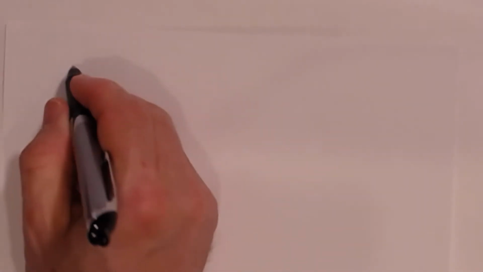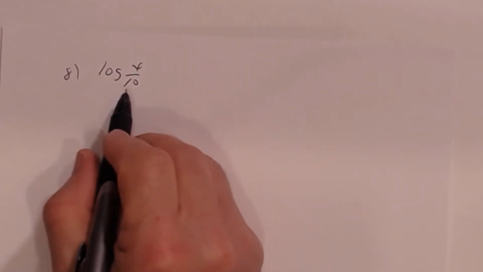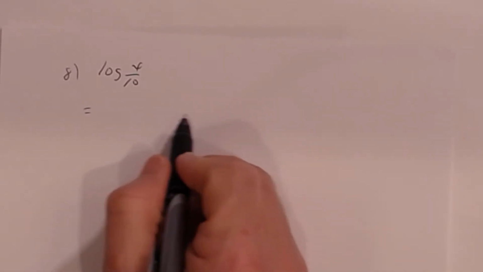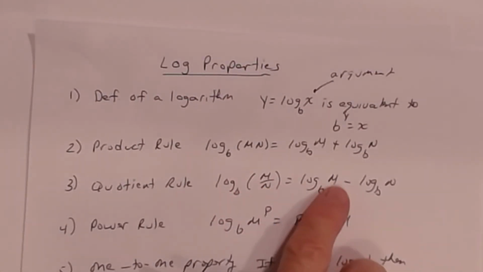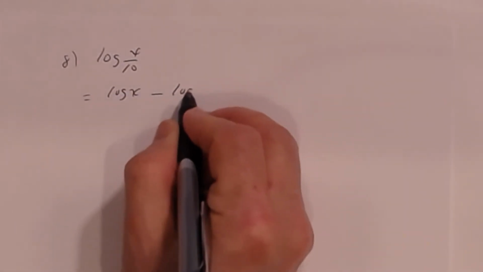Okay, that was number 7. So let's look at number 8. In number 8, we have this problem: the log of x divided by 10. Now that's an easy one, but there's something you have to remember to do with this one. So watch closely. First of all, you know you're going to use the quotient rule. I'm going to expand this into the difference of two logarithms. The quotient rule says a log of a quotient becomes the difference of two logs. So this becomes the log of x minus the log of 10.